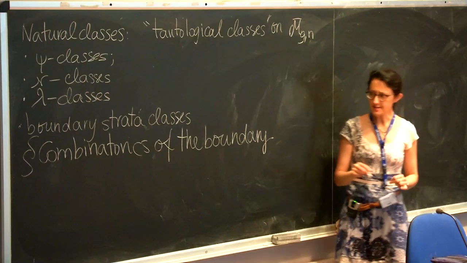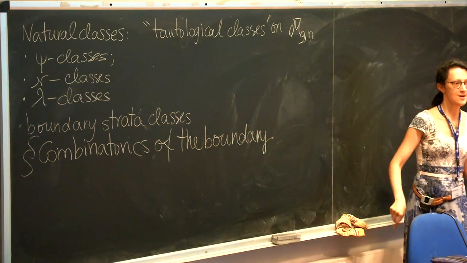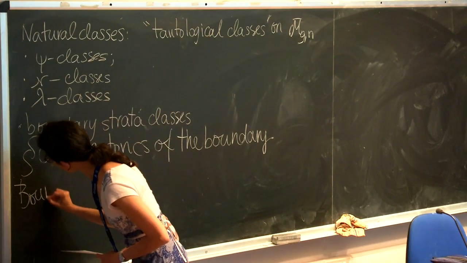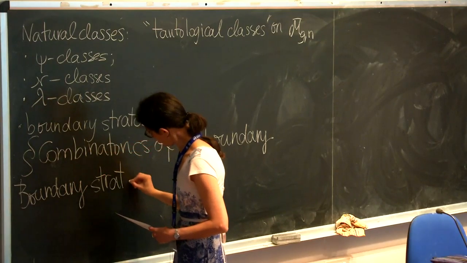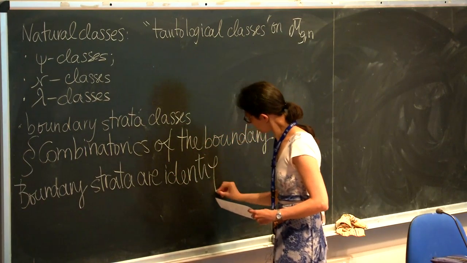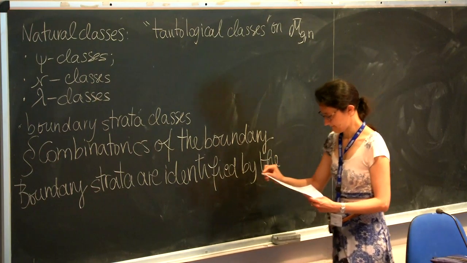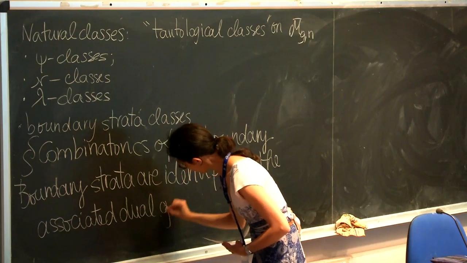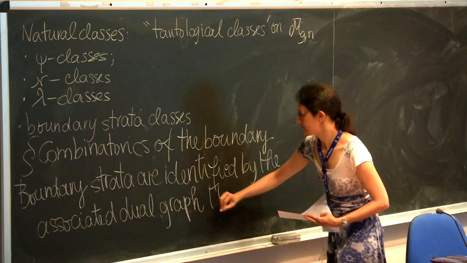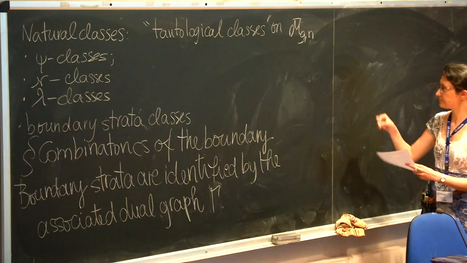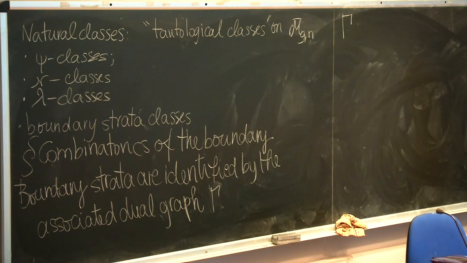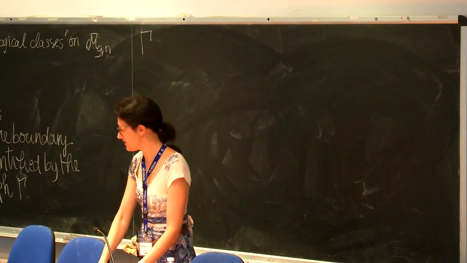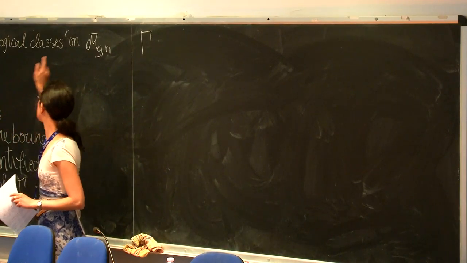And the last thing we were discussing was that if we want to identify a boundary strata class, we can do it in a unique way by giving the associated dual graph. And gamma is a graph with a lot of extra structure, because if you remember, we had to put labeling on the vertices to keep track of the genera of the components. And then, of course, we also had additional structure coming from the marked points, if there are any.